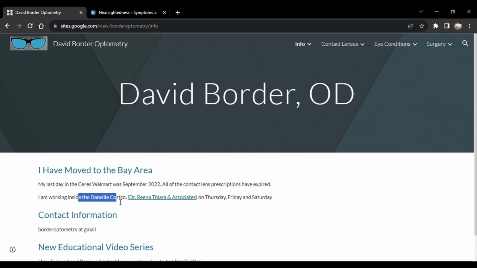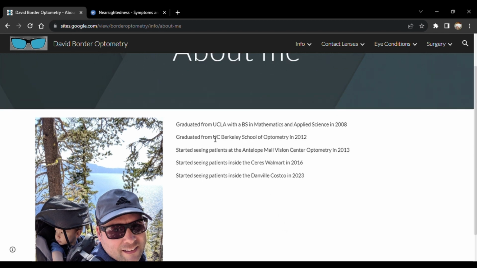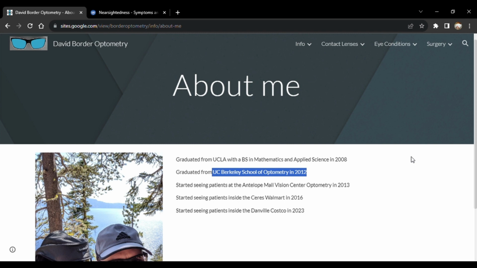I'm currently seeing patients inside the Danville Costco. Here's a picture of me with Everett going on a hike there. Beautiful day. UC Berkeley Optometry 2012.